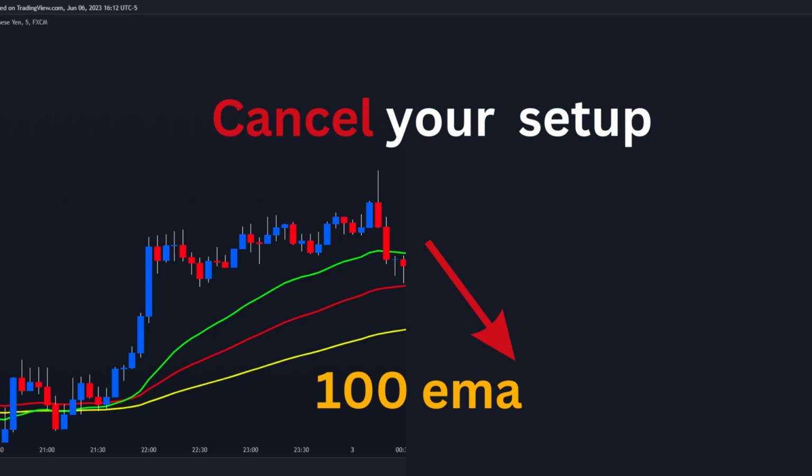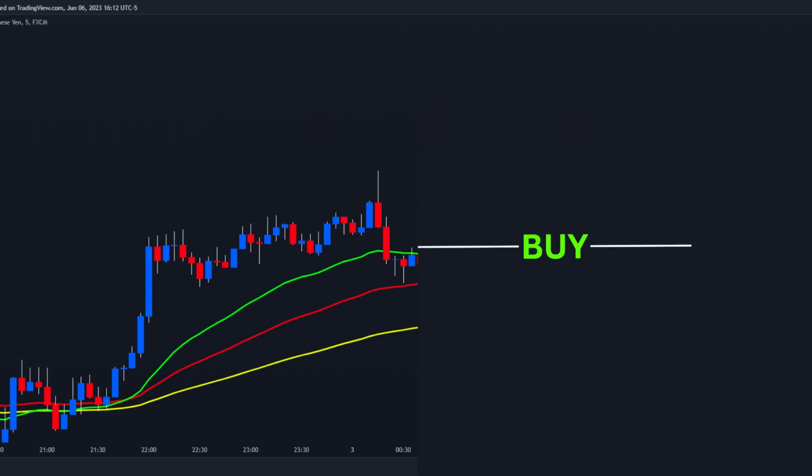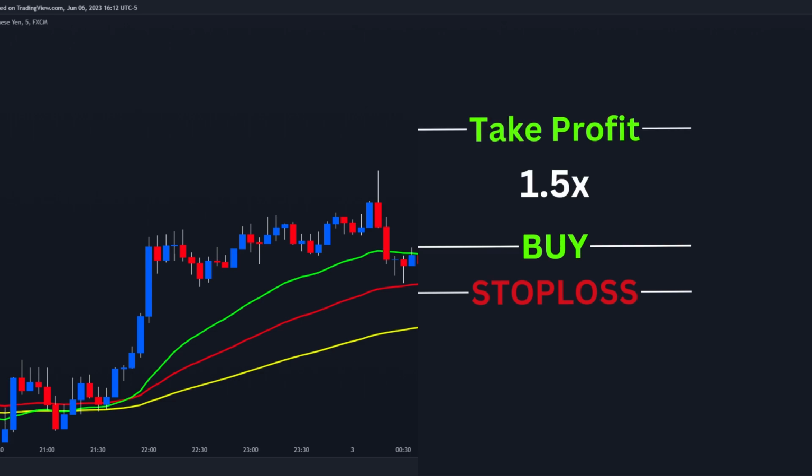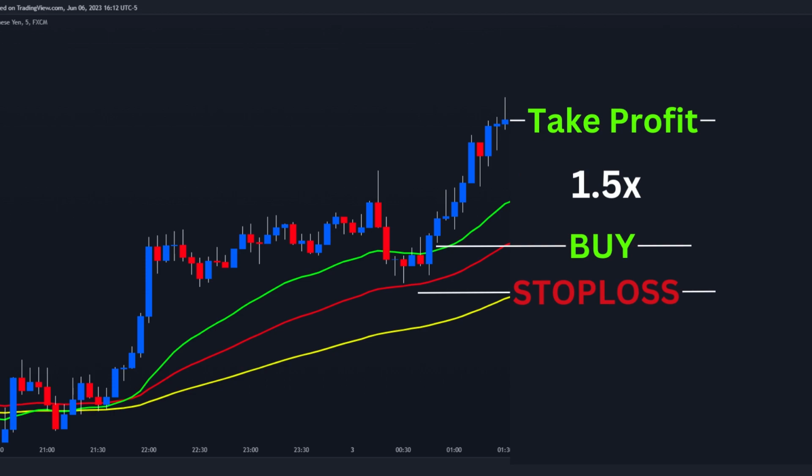Now, for your exit strategy, let's say you took a buy position here. You want to set your stop loss at the 50 EMA. And for your profit target, you set it at 1.5 times your stop loss. So here's an example of the strategy in action.